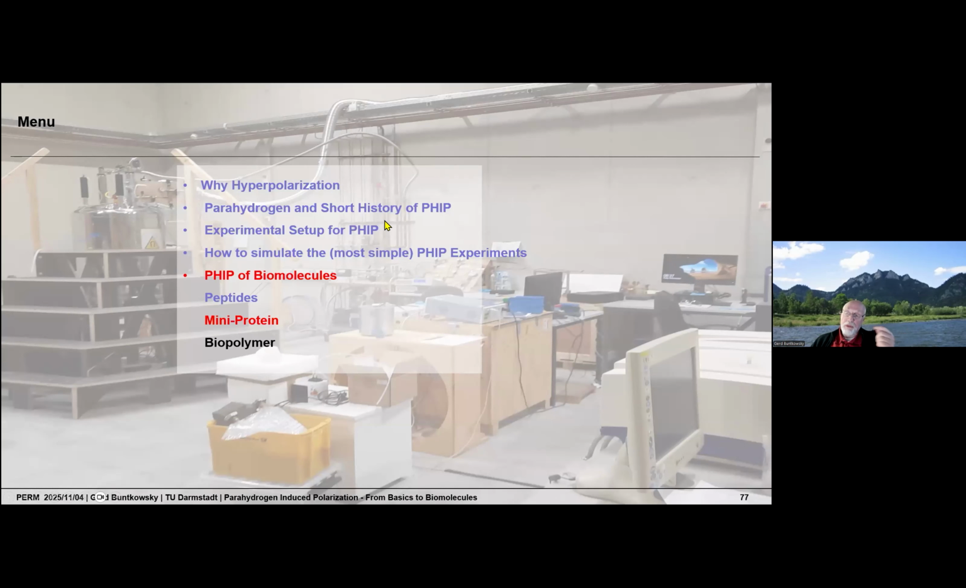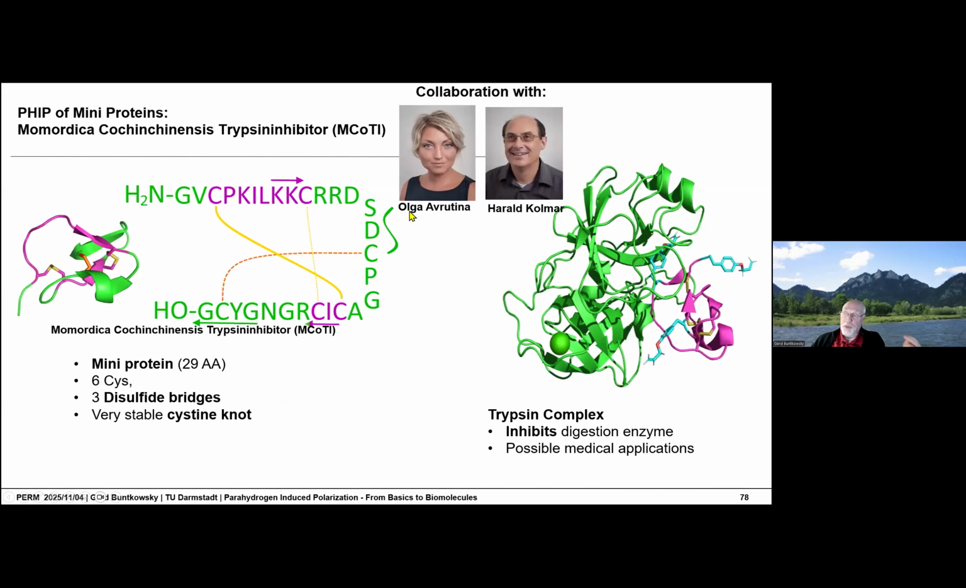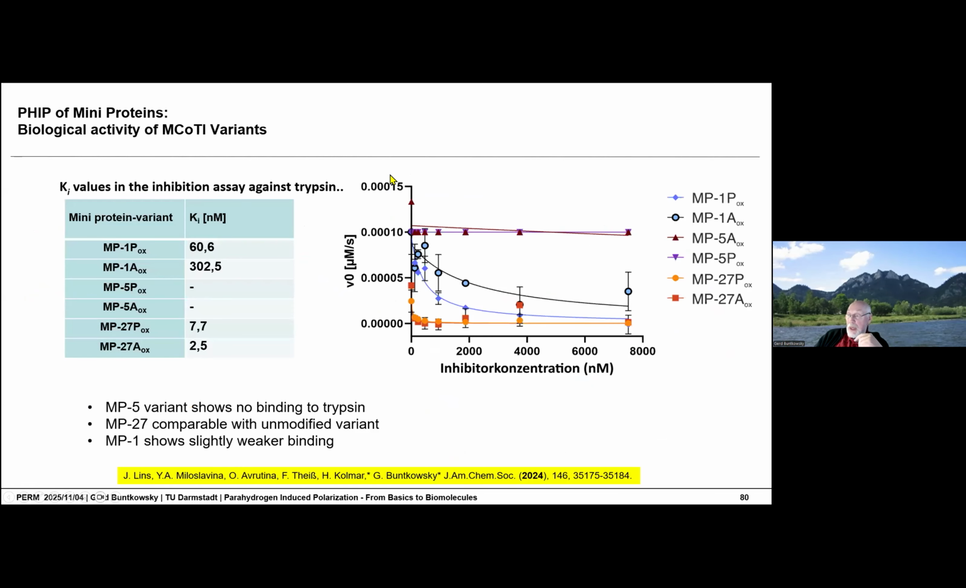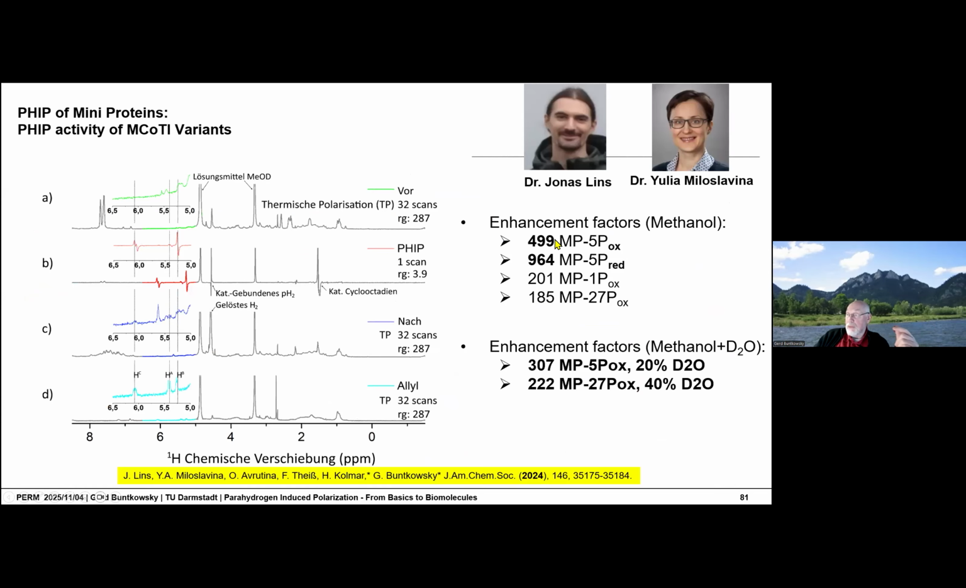And at the end, then we were wondering, can we also do much bigger systems? So we started working on a mini protein, which was a collaboration with Olga and Harald. This here is a mini protein, NQTI. It's biologically active, so it still has its function after the FIB labeling. And we got enhancement factors, depending on what kind of labeling we use, of 500 to 1000. So also this here worked very well.